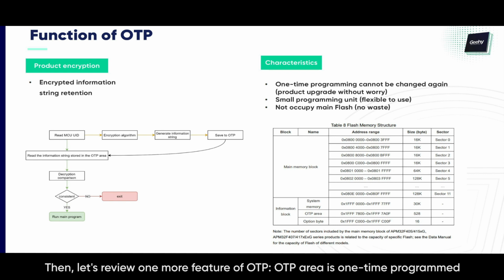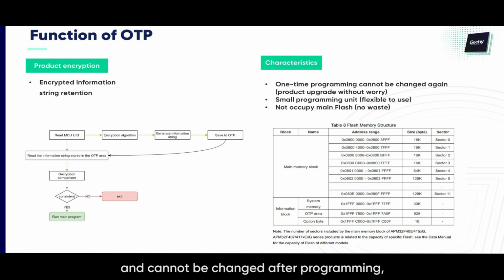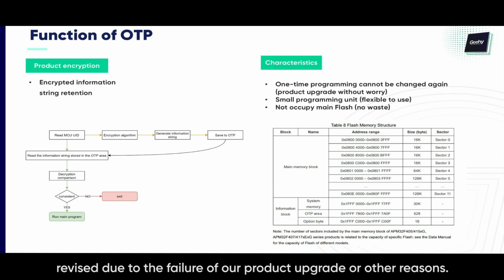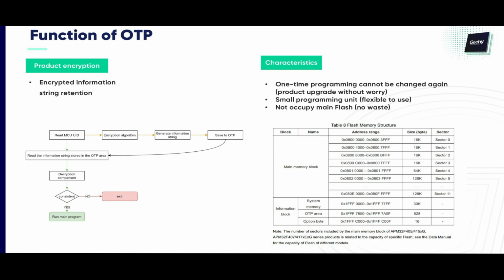Then, let's review one more feature of OTP. The OTP area is one-time programmed and cannot be changed after programming. Therefore, in the upgrading process of our product, we do not need to consider that this area may be revised due to the failure of our product upgrade or other reasons.